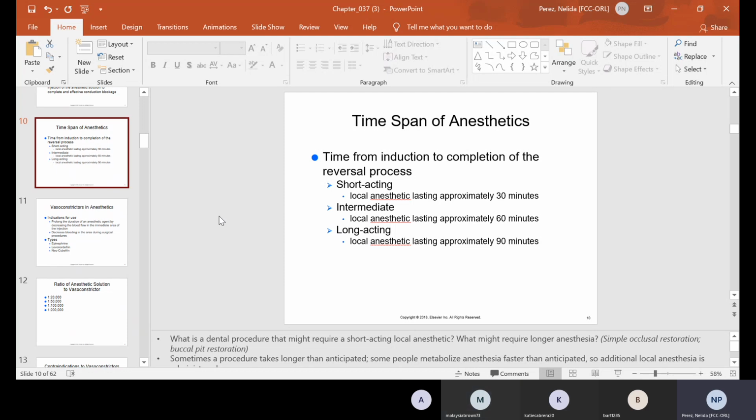Now, the time span of anesthetics, again, is the time from induction to completion of the reversal process. The short acting is about 30 minutes, intermediate 60, and the long is 90 minutes. Now, everybody's different. So some people will say they've been numb for hours. Some people will say they're not numb at all. So everybody is different.